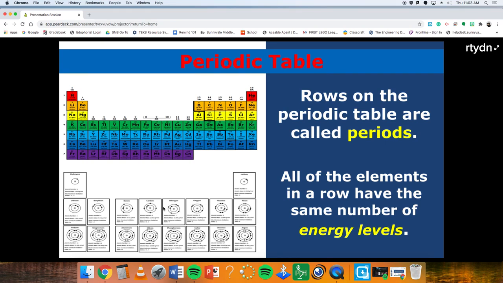Know that it is in row 4 and that it's number 22 on the periodic table, and its mass is 47.8. So we round up to 48. And so we take that mass, we subtract 22, and that tells us how many neutrons it has.